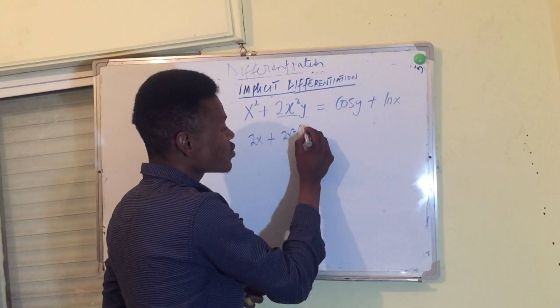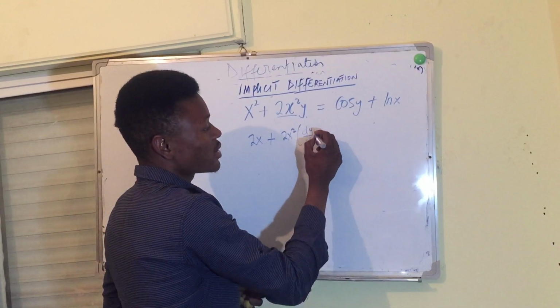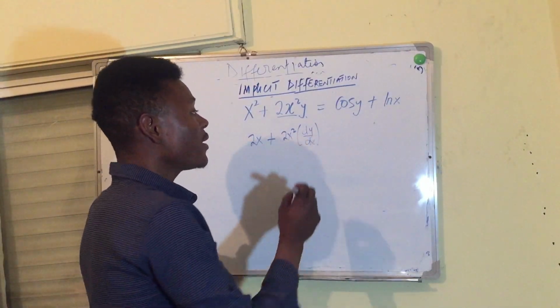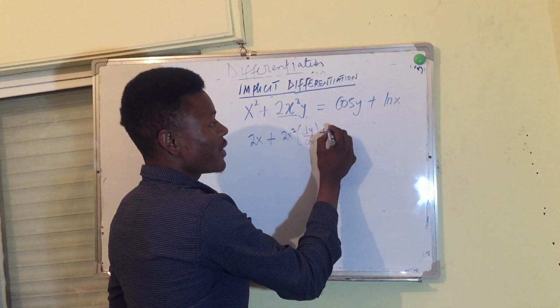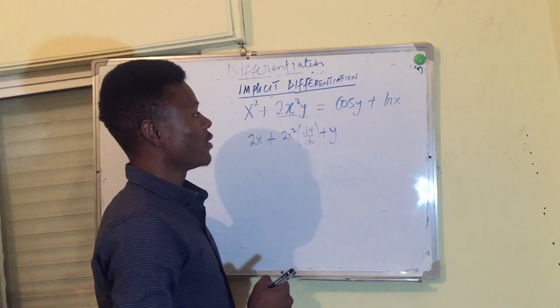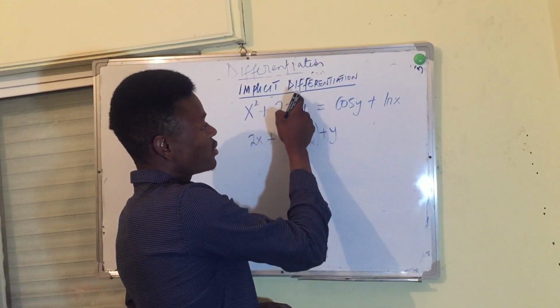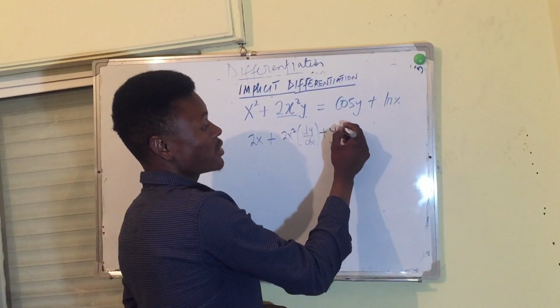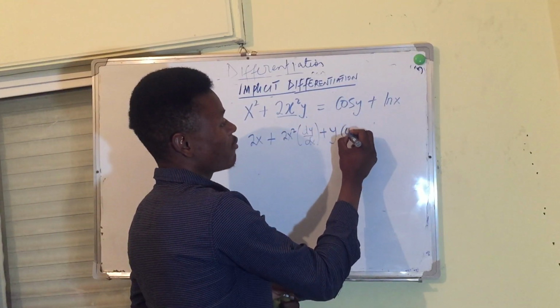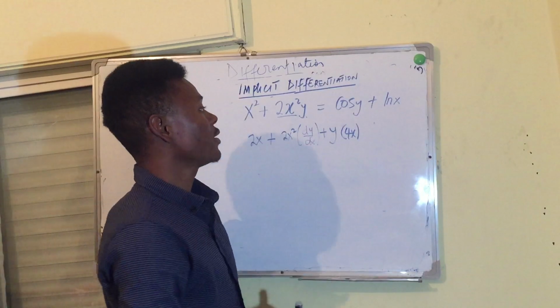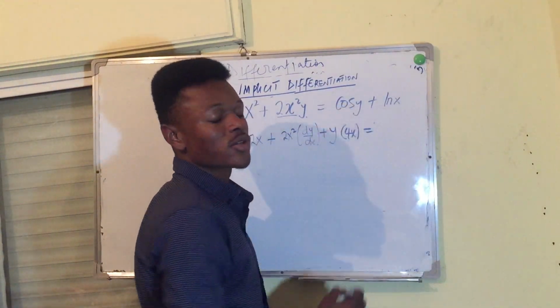So 1 dy dx. 1 dy dx kawai ɗaya yake da dy dx, ba mun sa 1 dy dx ba. Then plus g of x, which is y, times the derivative of 1 times f of x, which is 2x square, derivative din shi zai kasance what? 4x. Okay?